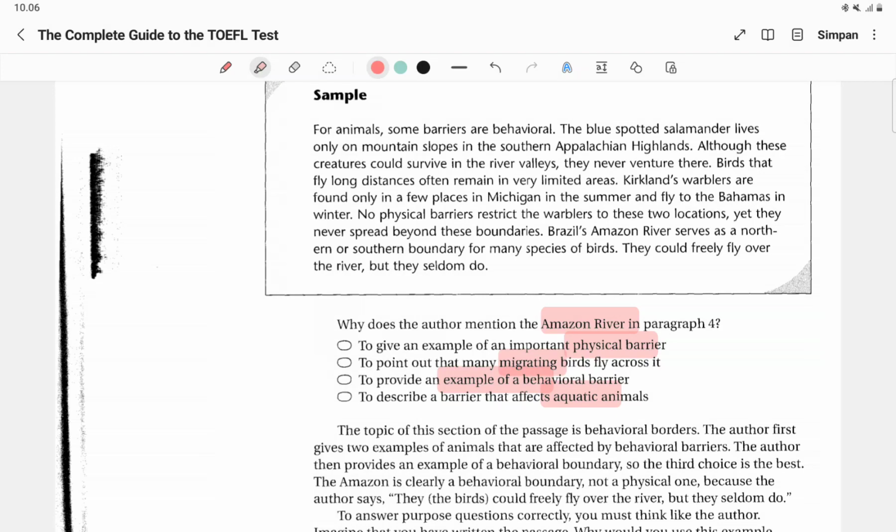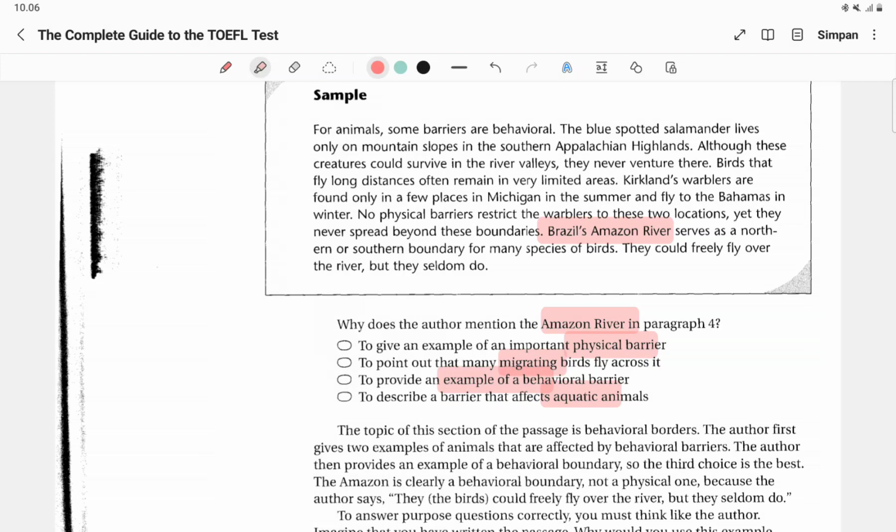Okay, here it comes. Amazon River. Brazil's Amazon River serves as a northern or southern boundary for many species of birds. They could freely fly over the river, but they seldom do. Boundary for many species of birds.